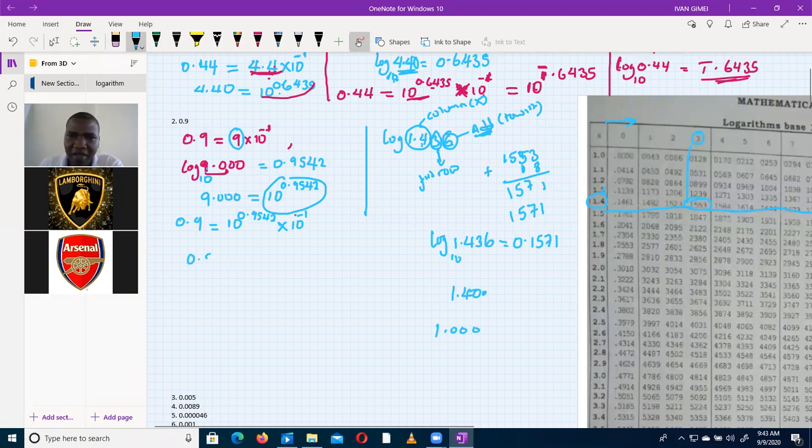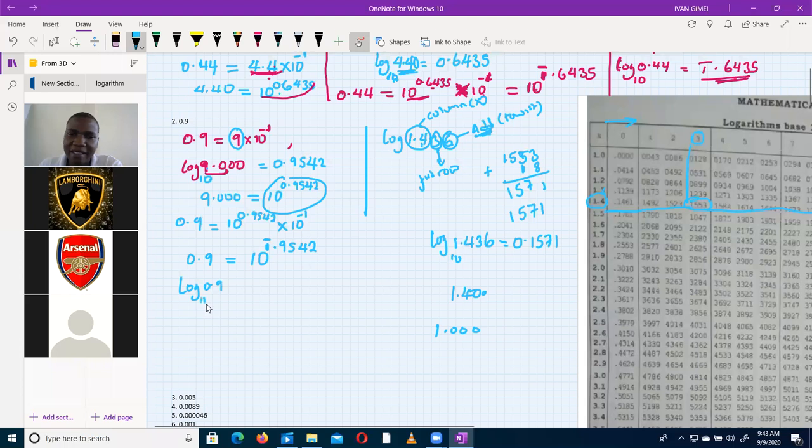Now, while adding this, if you use your calculator to add, you get something very funny. So we maintain them, but combine them, and just attach a bar on this: 0.9542. That's what we have. So if I write this in logarithm form, this is in index form. Logarithm form, that means the log of 0.9 to base 10 is the same as bar 1.9542.